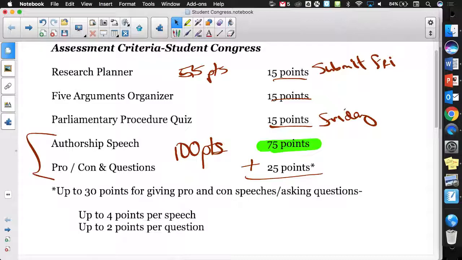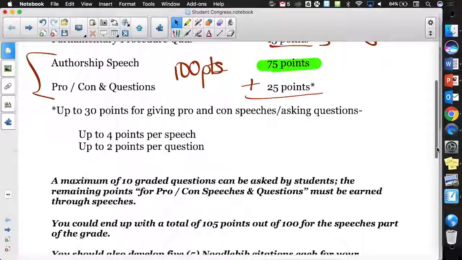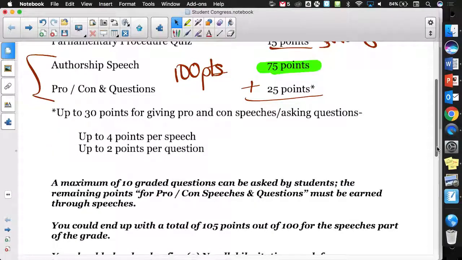I do put a limit on the number of questions that you ask. At most, you can ask 10 questions. The reason for that is I don't want Kobe asking 25 mediocre questions and he's still getting full credit. So if you ask 10 mediocre questions, you would be at 10 points, but you would still be able to give your pro and con speeches and earn up to those 4 points total for it. Okay? There is a time limit as to the amount that we do, and we'll go over that kind of stuff here in a little bit.